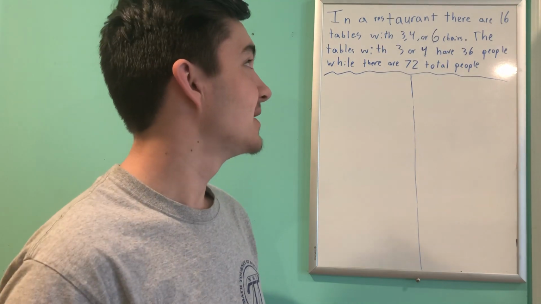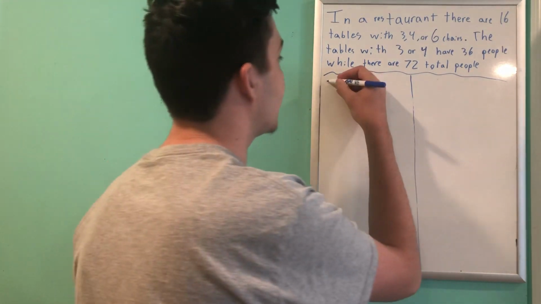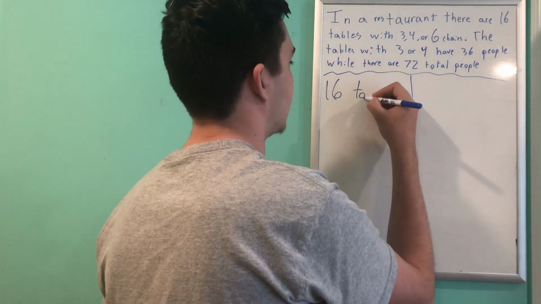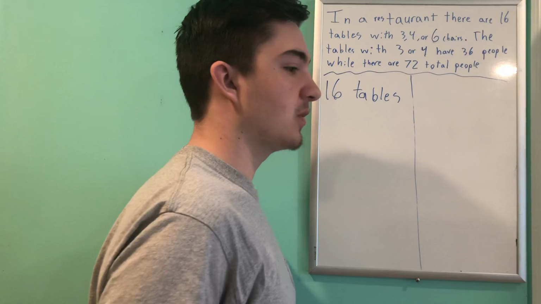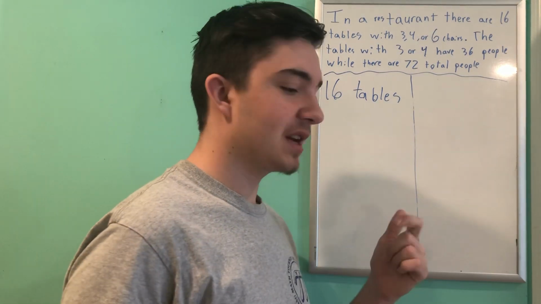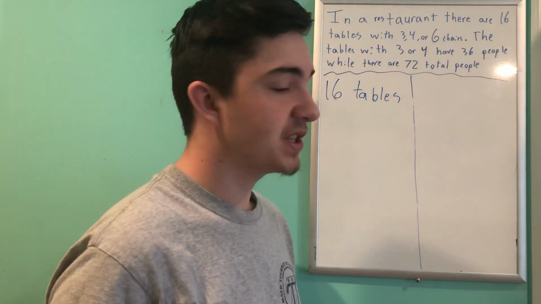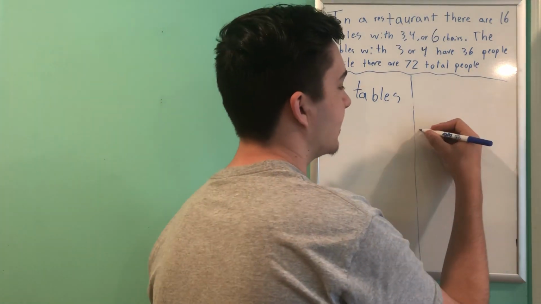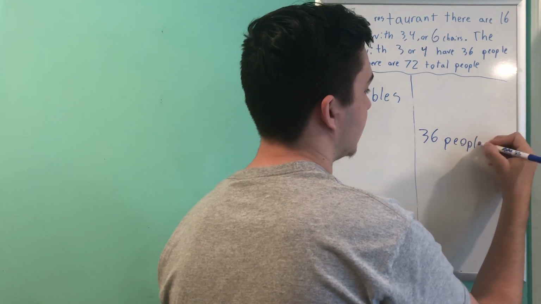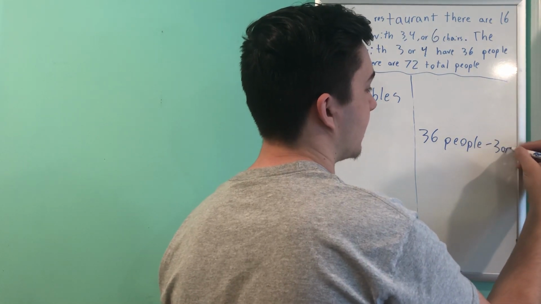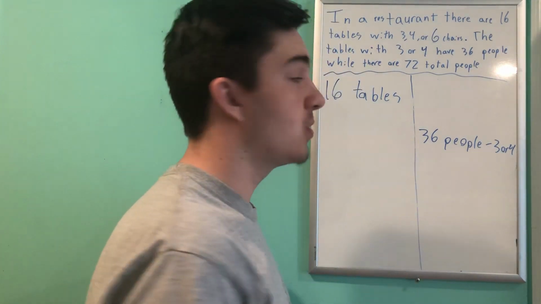Let's see what it says. In a restaurant, there are 16 tables. So we have 16 tables total, with 3, 4, or 6 chairs. So each table has either 3 chairs, 4 chairs, or 6 chairs. The tables with 3 or 4 chairs have 36 people, right? So 36 people has 3 or 4. While there's 72 total people, right?